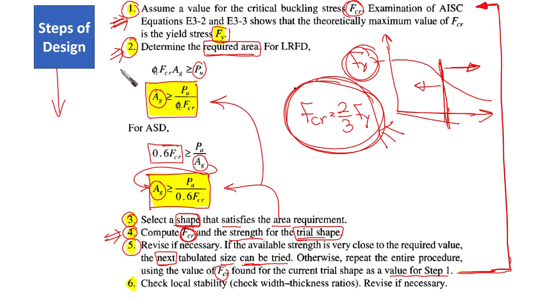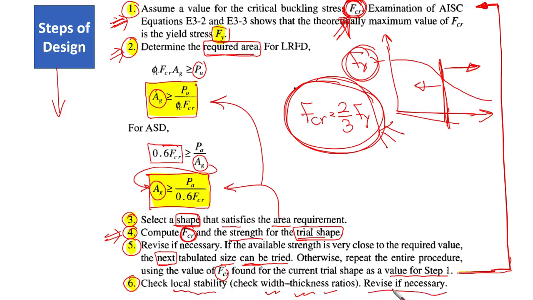So here it requires some guessing from you until you reach FCR. FCR is the critical component in the design process. If you could guess it well, then it will be okay. If not, then you're going to spend some time on a trial and error process. And the last step is to check local stability, which is the width to thickness ratios for the flanges, for example, if it's necessary, or the height to thickness ratio for the webs, if it's necessary.